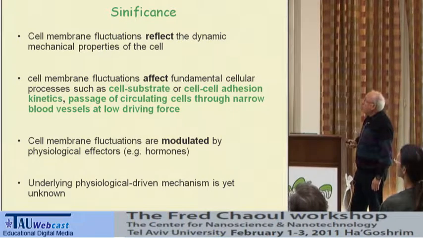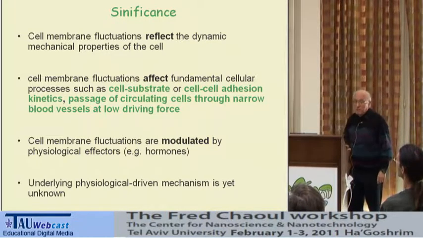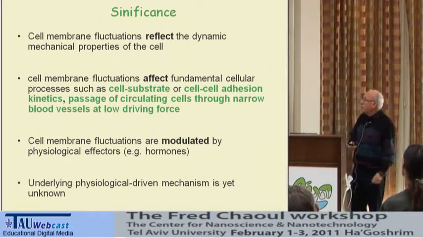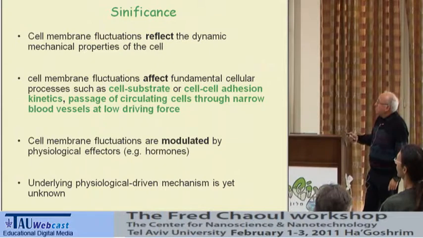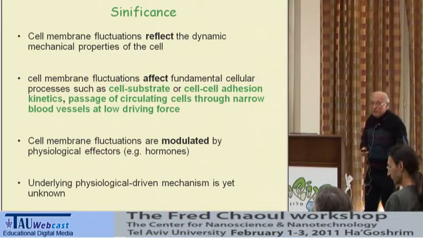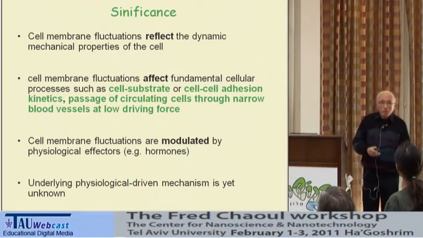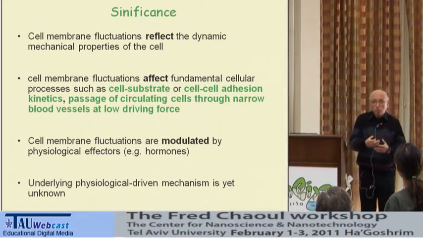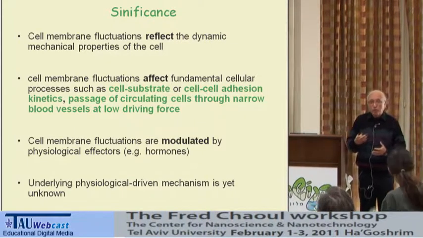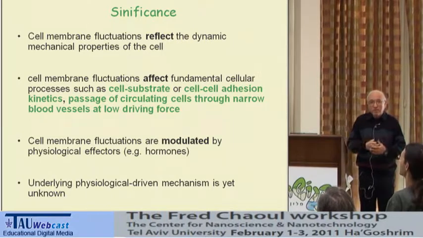Now, this reflects mechanical fluctuations, but it also affects fundamental processes like cell-substrate or cell-cell adhesion kinetics and passage of circulating cells through very narrow blood vessels, and there the driving force is very low. The reason why they affect cell-substrate or cell-cell adhesion is due to repulsive forces between the cell and the substrate due to the movement. It's really an entropically driven process. In repulsion, it's also called Helfrich forces.